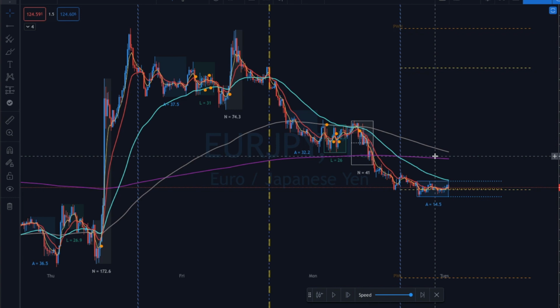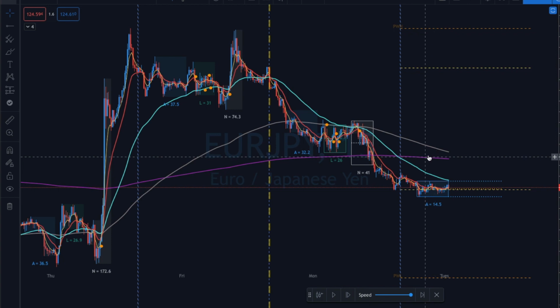It just means that basically price is still trending down, right? So your bias ideally should be to look for sell setups, because the higher time frames are still trading below the 50 EMA. So that should be a simple bias that you can use.